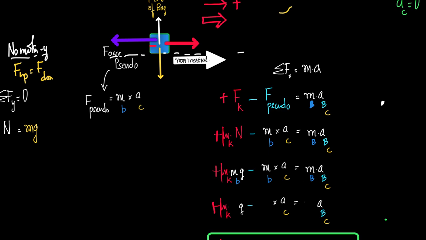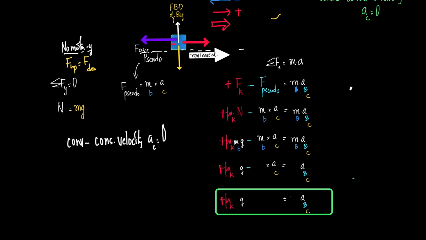Now throughout this equation, what is common? mb is common, so I can divide this entire equation by mb. So mb will get cancelled. So what we have is plus mu k into g minus AC is equal to acceleration of block with respect to conveyor. Now what is the acceleration of conveyor? See, the conveyor is moving with a constant velocity, and therefore the acceleration of the conveyor is equal to 0. And since the acceleration of the conveyor is equal to 0, this equation summarizes to the acceleration of the block with respect to conveyor as mu k into g.